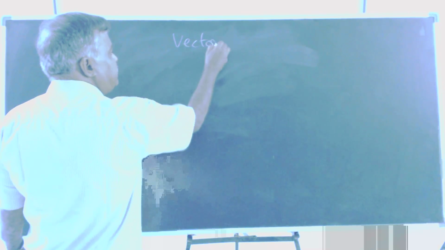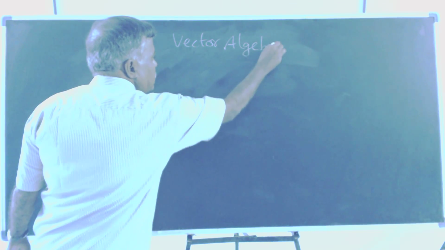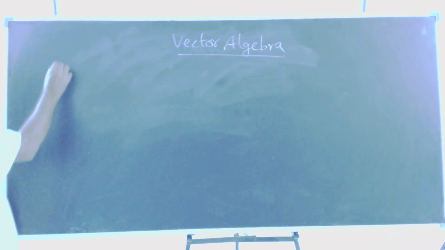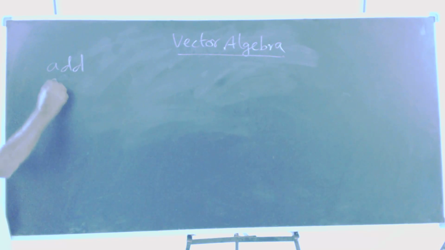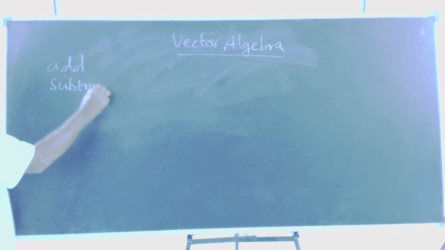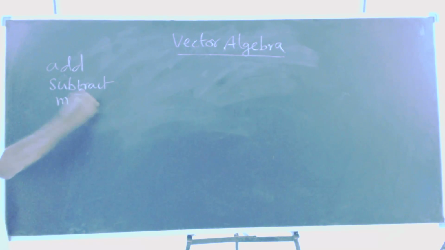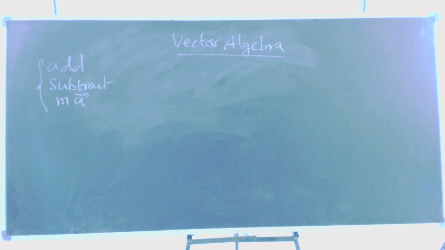In 12th standard, there is a unit called vector algebra. In 11th standard itself, you have done this vector algebra. In 11th standard, you did how to add, how to subtract, then scalar multiplication of a vector. All these three things we did in 11th standard: how to add two vectors, how to subtract, how to multiply a vector by a scalar quantity.